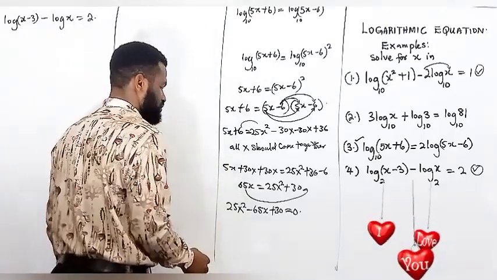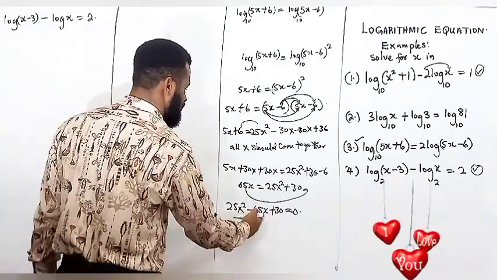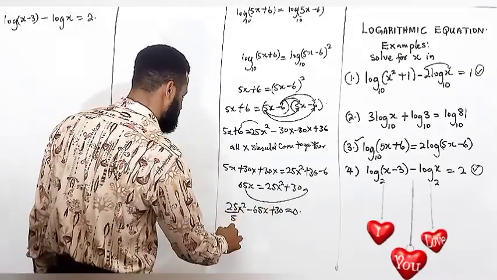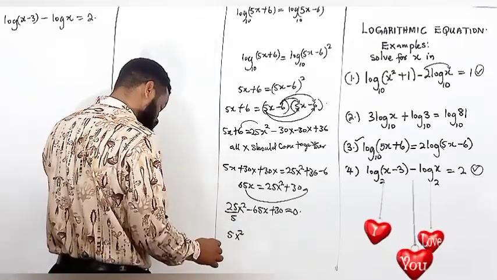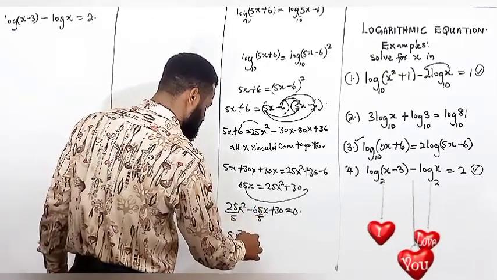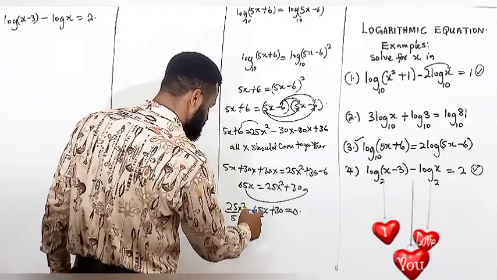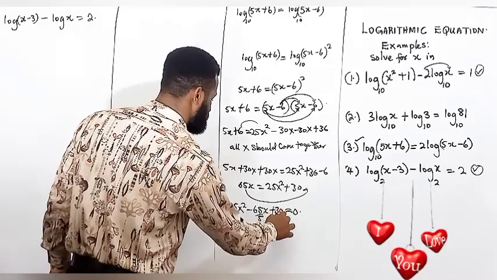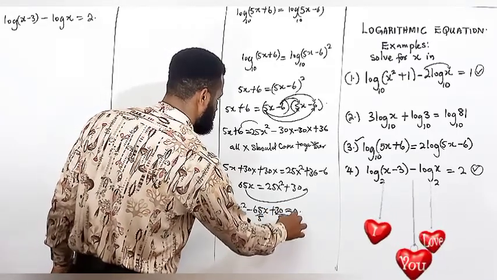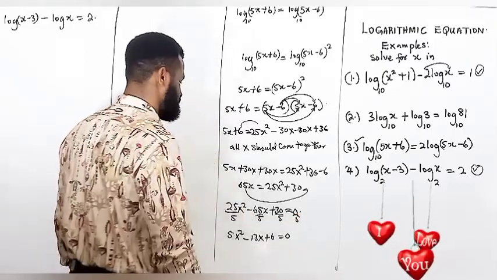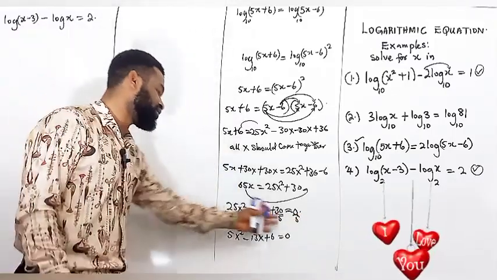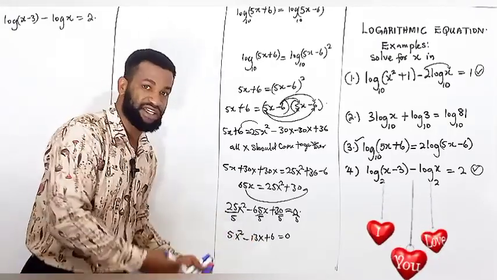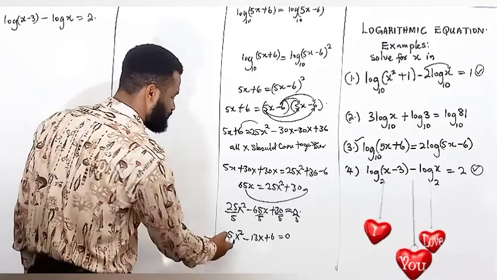Now, all of them have bigger numbers, but all of them can be divided by 5. 5 into this is 5x squared. 5 into this is 13x, remember, 13. Then 5 into 30 is going to be plus 6. 5 into 0 is going to be 0. I divide all of them by 5, because 5 can divide all of them, in order to reduce the numbers to smaller values I can deal with. Now I have to factorize this.